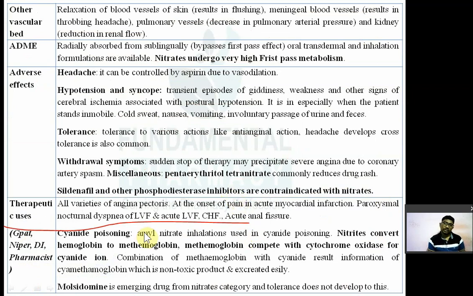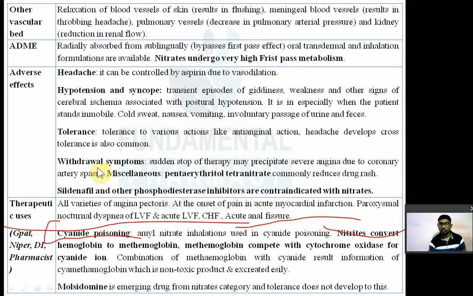Now another use is in case of cyanide poisoning. Amyl nitrate inhalation is used in cyanide poisoning. Now what happens in cyanide poisoning? Normally, cyanide will combine with hemoglobin and produce cyanomethemoglobin.